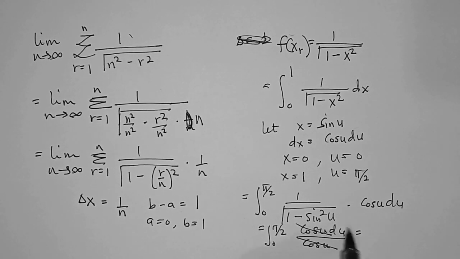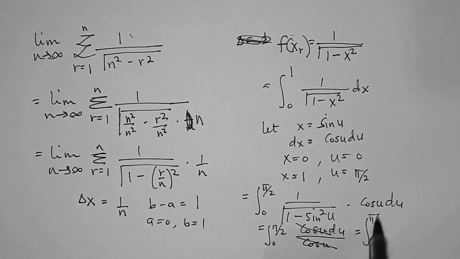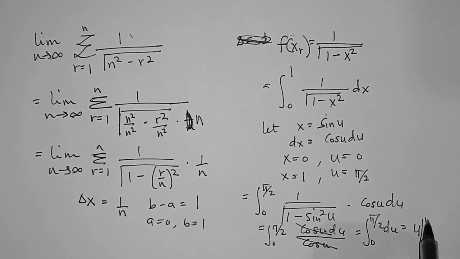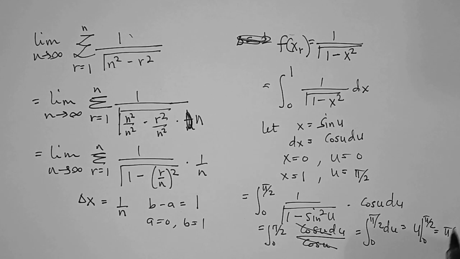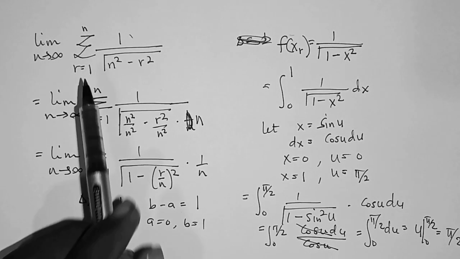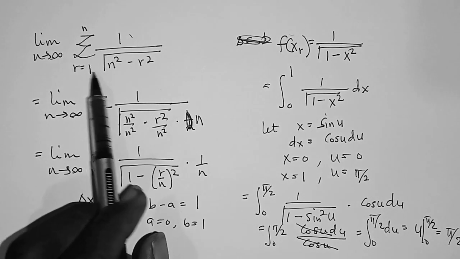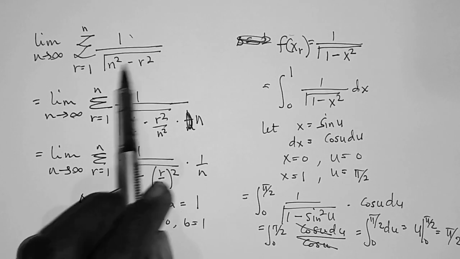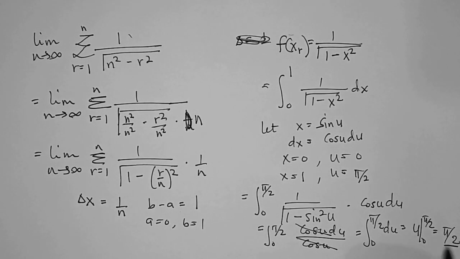So this is equal to the integral from 0 to pi over 2 of du, which is equal to u evaluated from 0 to pi over 2, and therefore the answer is equal to pi over 2. So the limit as n approaches infinity, sum of r equals 1 to n of 1 over n squared times square root of n squared minus r squared, is equal to pi over 2.